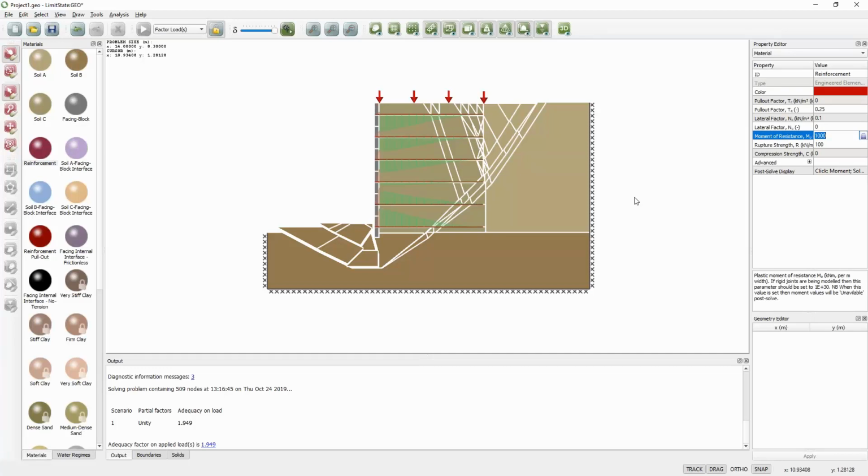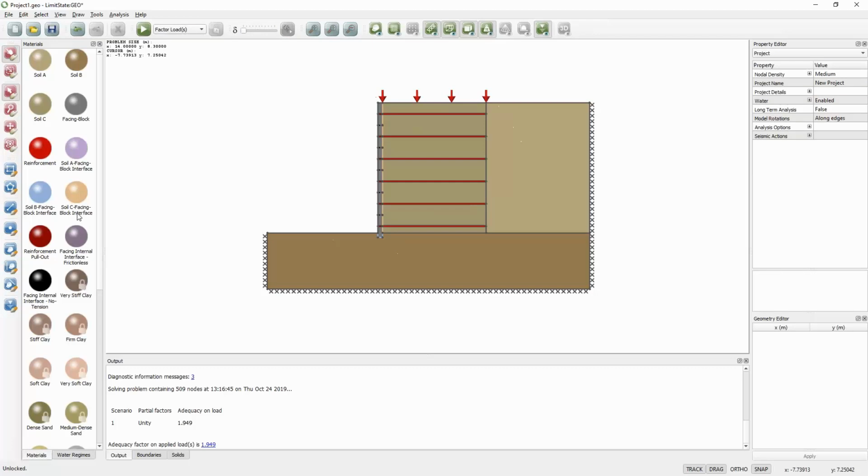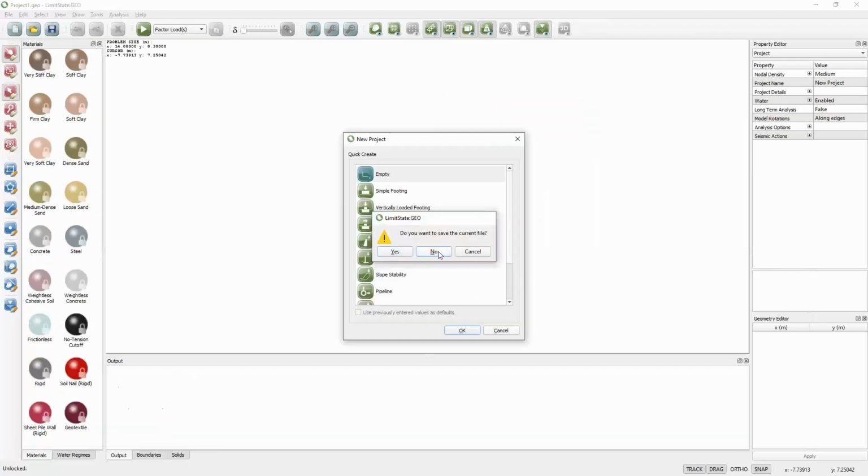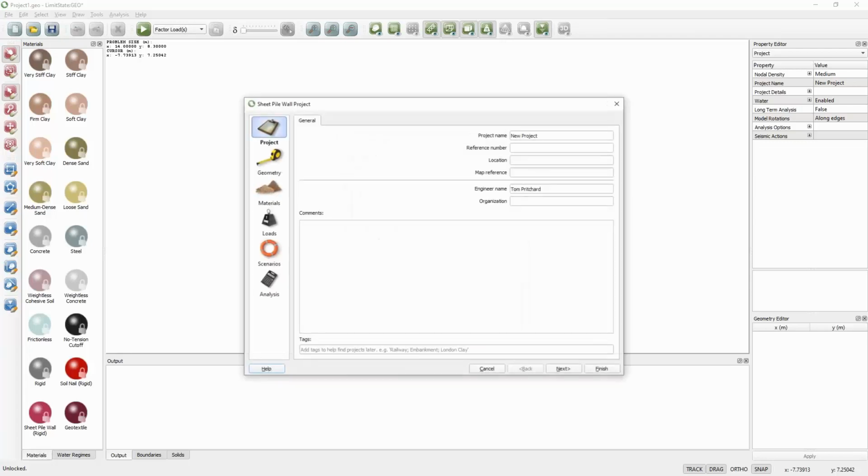So essentially, these engineered elements will, along their length, calculate the moment of resistance in the analysis, and if that bending moment exceeds the specified moment of resistance, then that engineered element is free to bend at that particular location. I think it's possibly easiest to illustrate that with a sheet pile wall model.